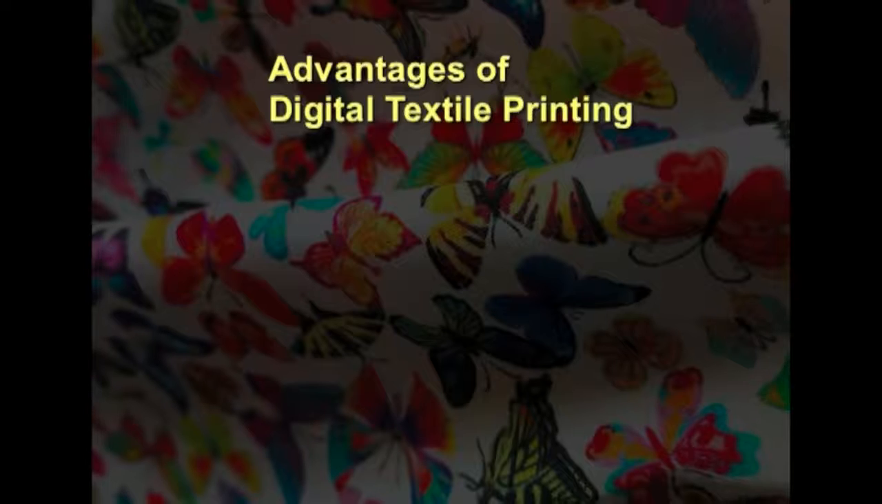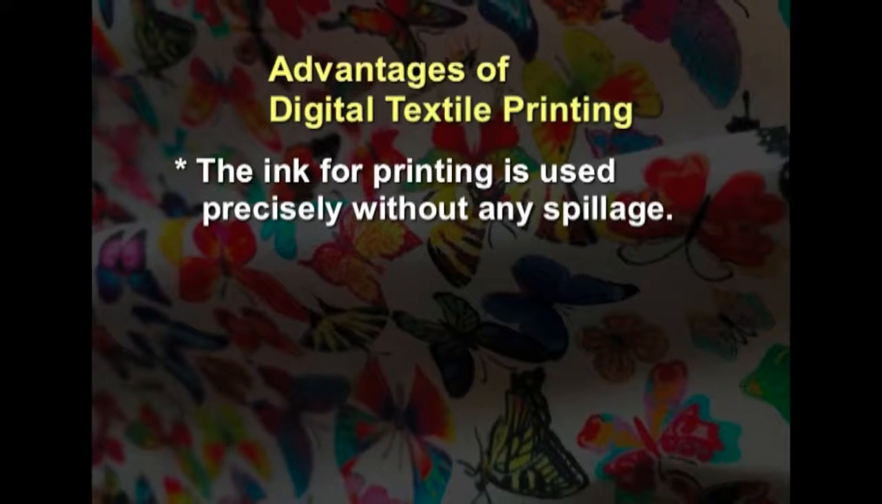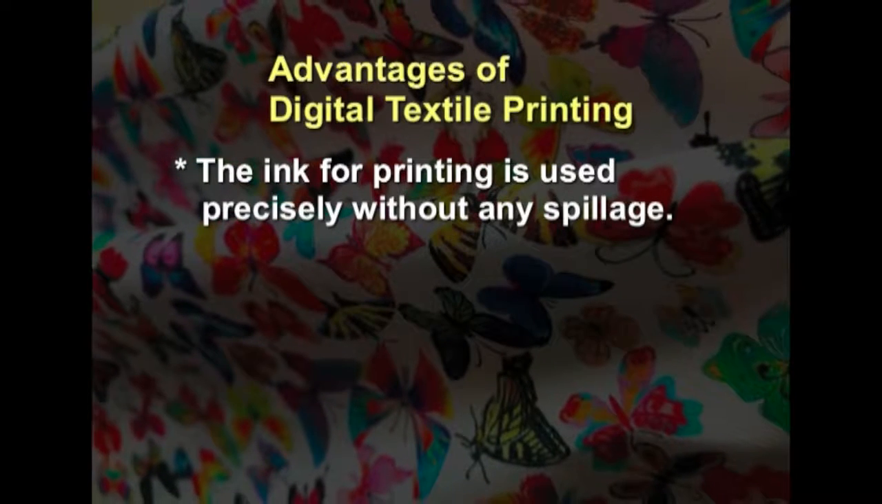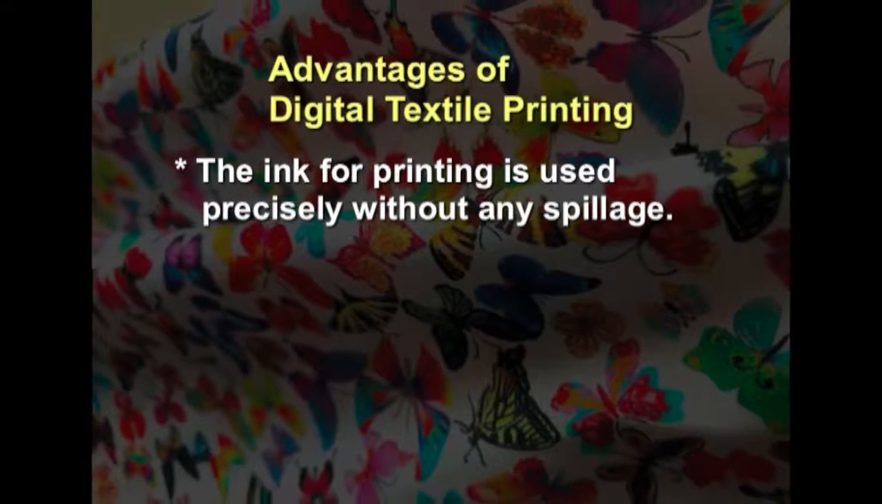In the case of screen printed and rotary screen printed textiles, sometimes we need to wash them after the print is made, and even in digital printing sometimes it may be required. But washing off the screens and the rotary screens takes a lot of water, and in digital printing this is avoided, so this is considered an eco-friendly method of printing. The ink for printing is used precisely without any spillage, so there will not be any wastage, and thus you can save the ink.